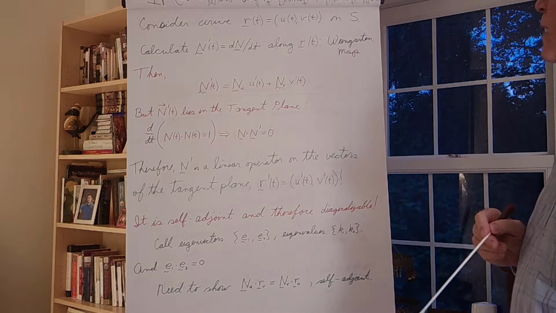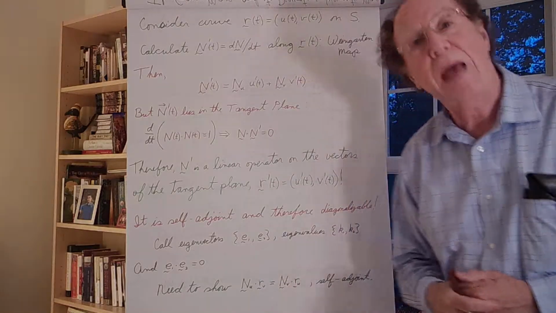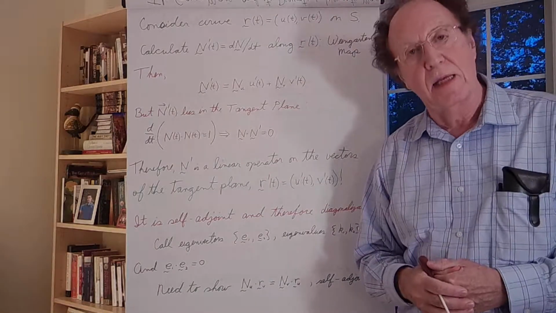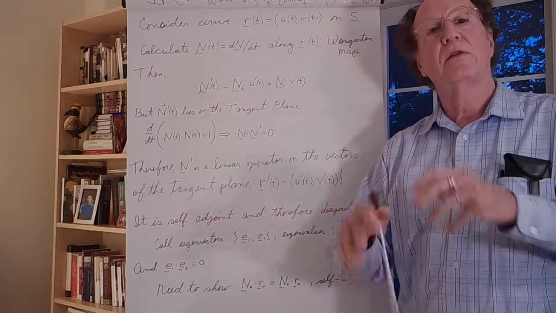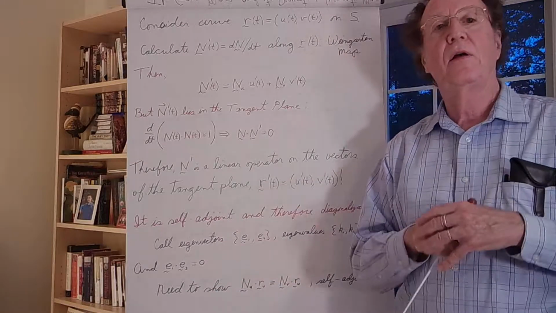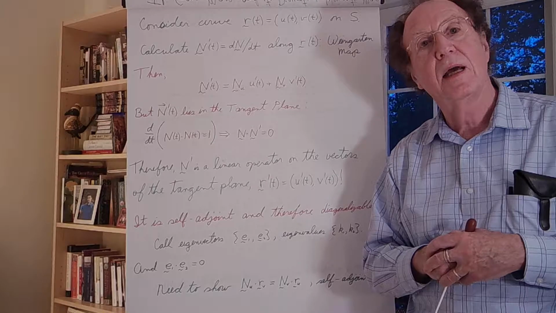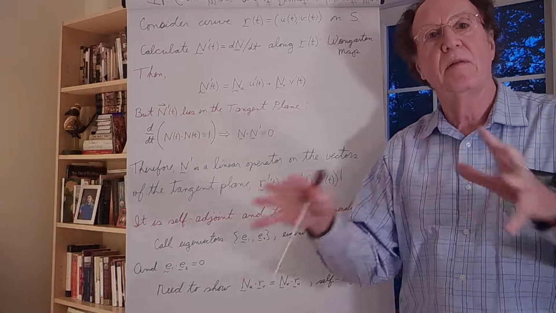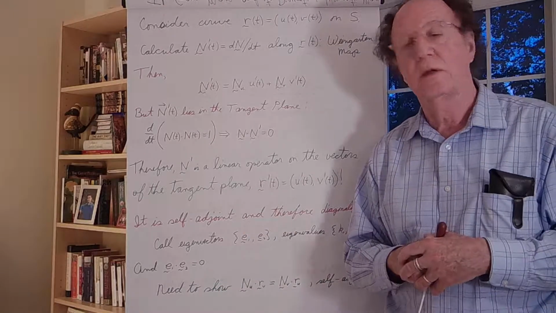We're going to want to understand the Weingarten Map because, like I said, it's going to tell us a great deal about how the surface is embedded into three-dimensional Euclidean space, as well as the shape of the intrinsic surface itself.